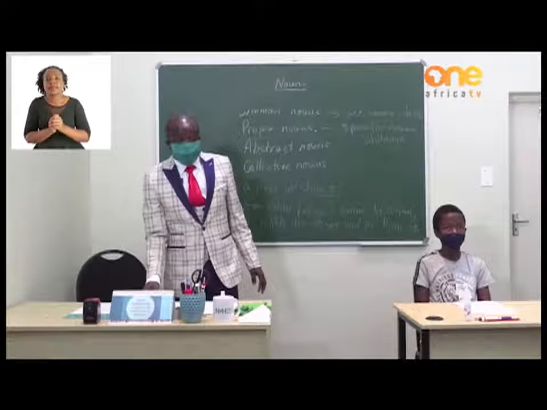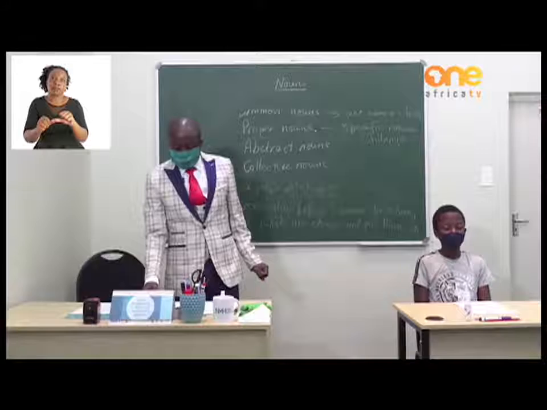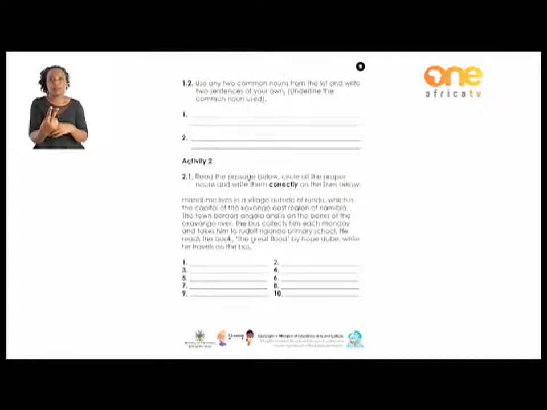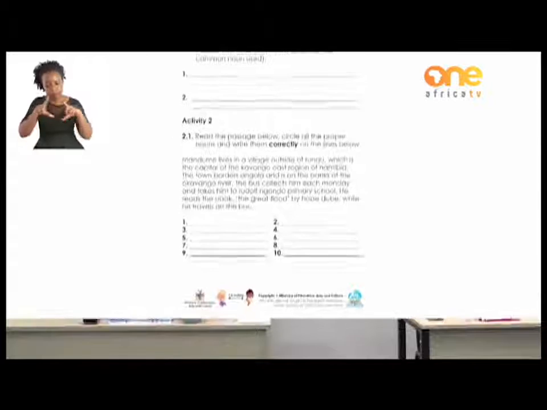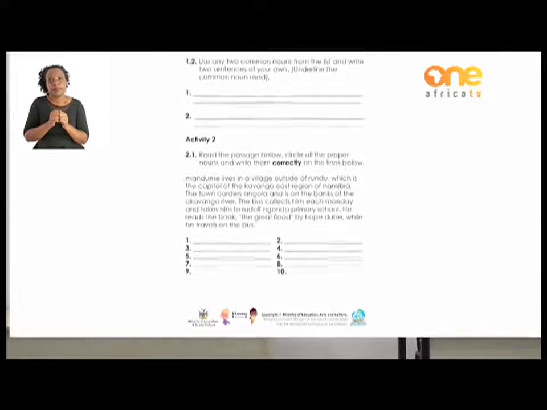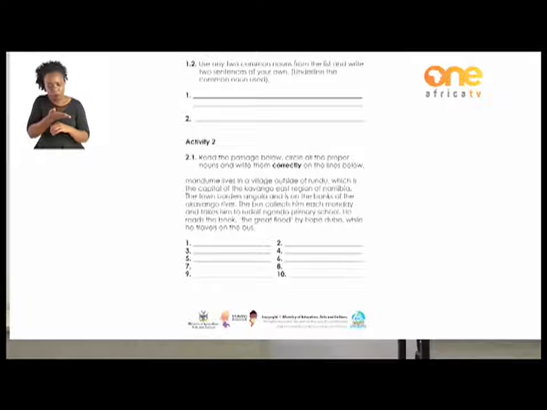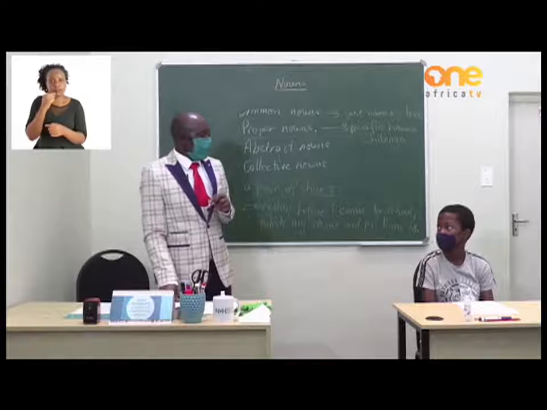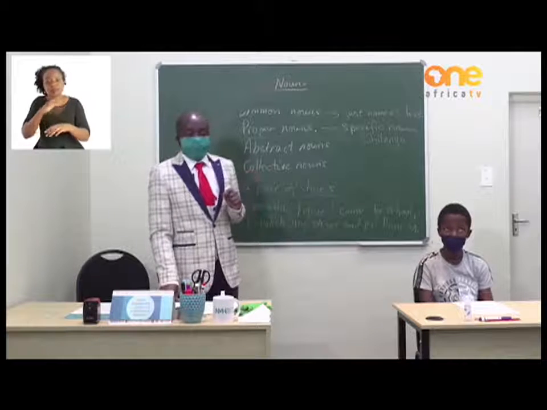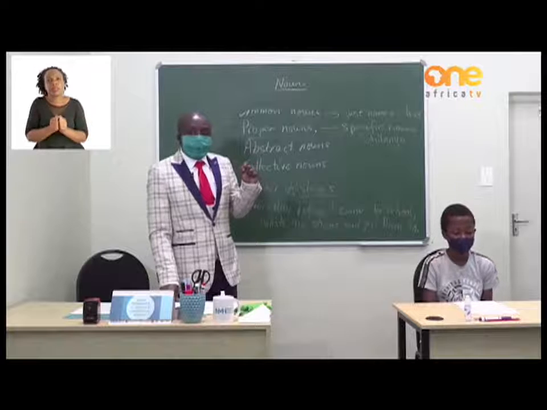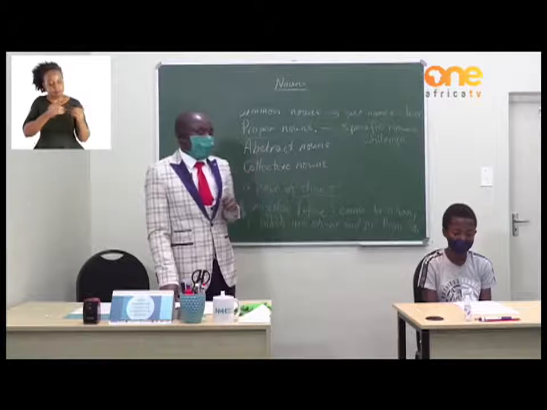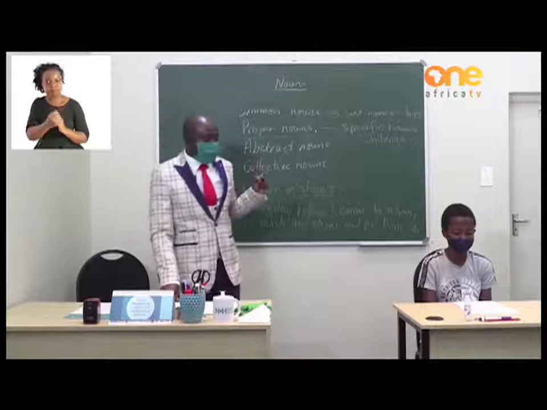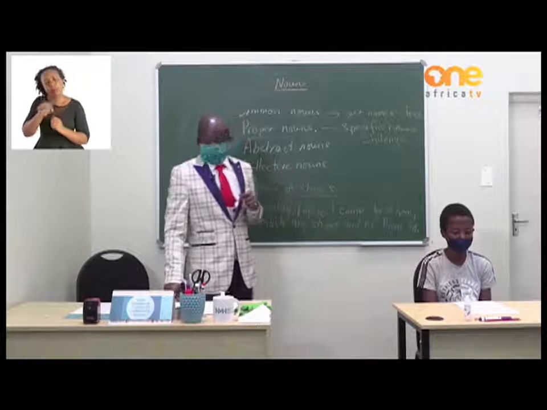All right. Let's move on to activity 2. Read the passage below. Circle all the proper nouns and write them correctly on the lines below. Remember, we said proper nouns are specific names. They are specific names like names of people. And therefore, they must begin with a capital letter whenever you write them. Make sure you begin with a capital letter.